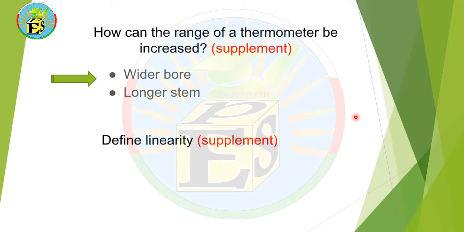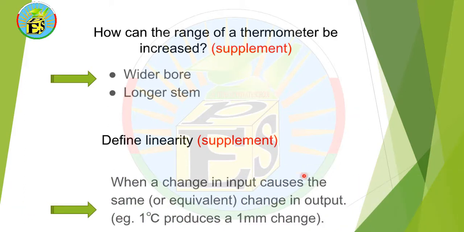Define linearity. Linearity is when a change in input causes the same or equivalent change in output: 1 Celsius produces 1 millimeter each change. This is the linearity, or linear change in thermal expansion. The change in temperature gives the same change in length of thermal expansion.